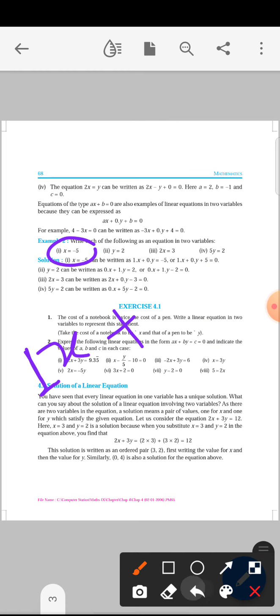We will start tomorrow. Do these examples 1 and 2 in your notes or your rough notes, and practice more and more. From tomorrow we will do question number one and two. Question number two is similar to the examples, so we will do it the next day.